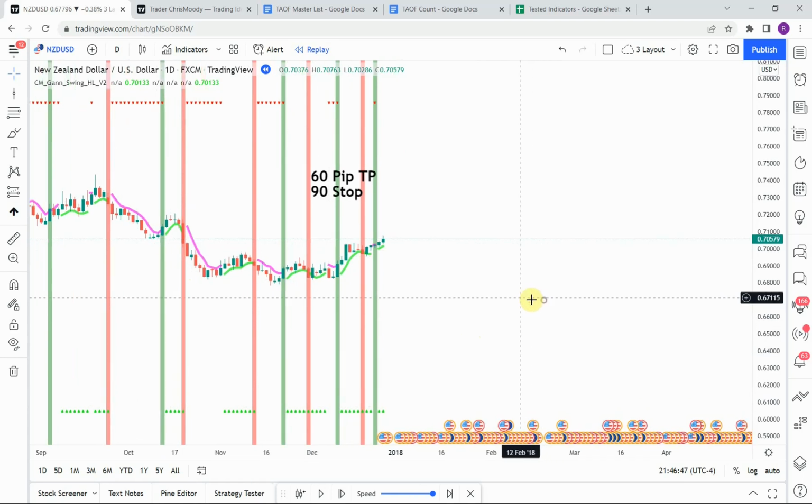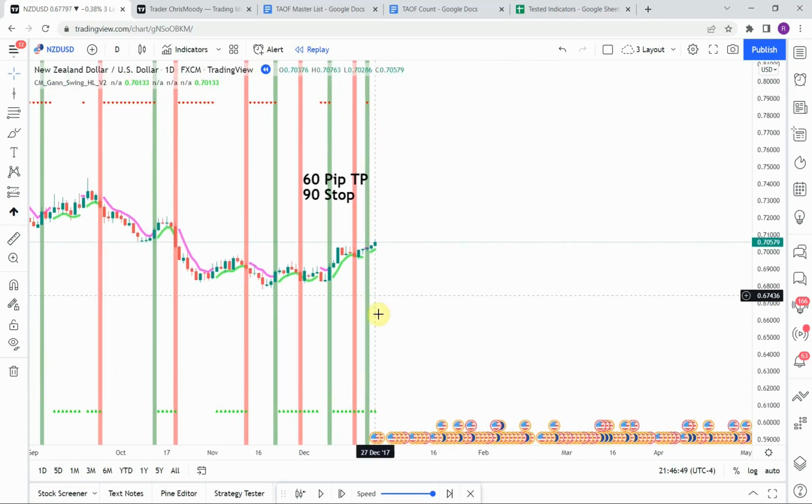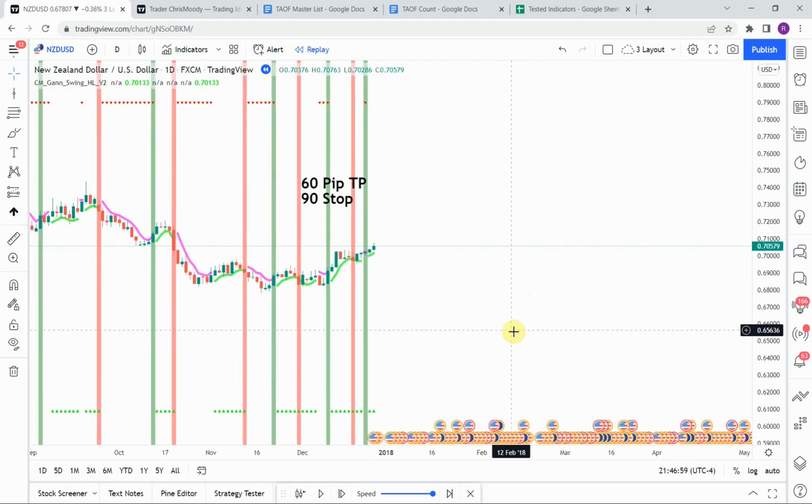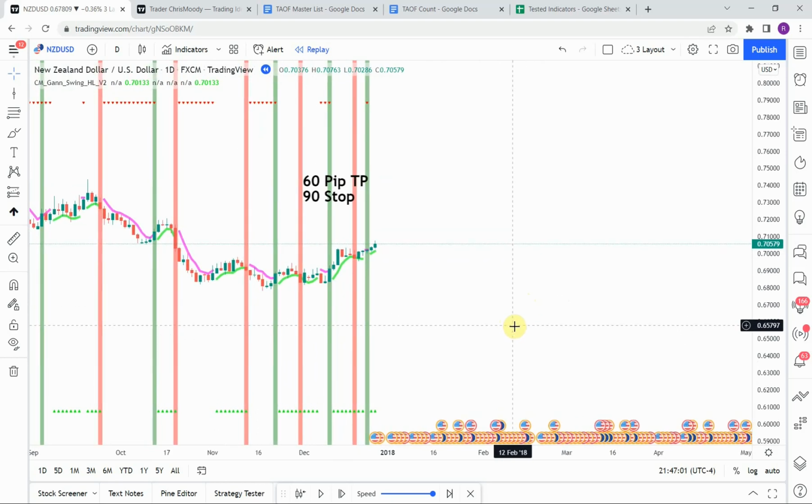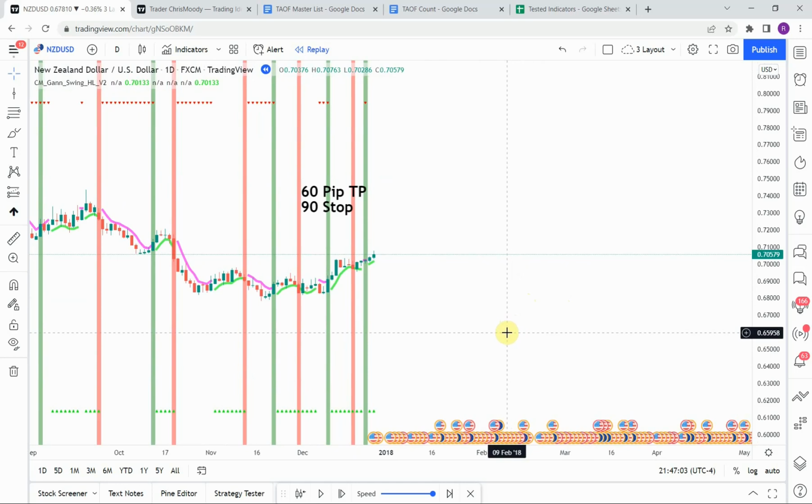And so obviously pretty easy. When we get a red line, then we are going to go short. When we get a green line, we are going to go long. So that's the setup, like I said on the first video, that we're looking for. Let's go ahead and get on with the testing and see what we can get out of this.